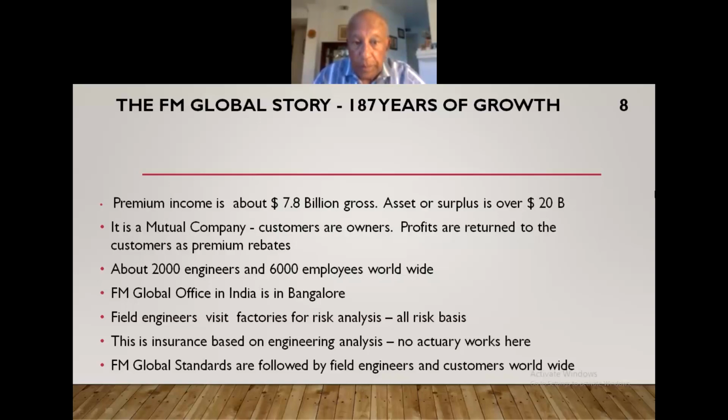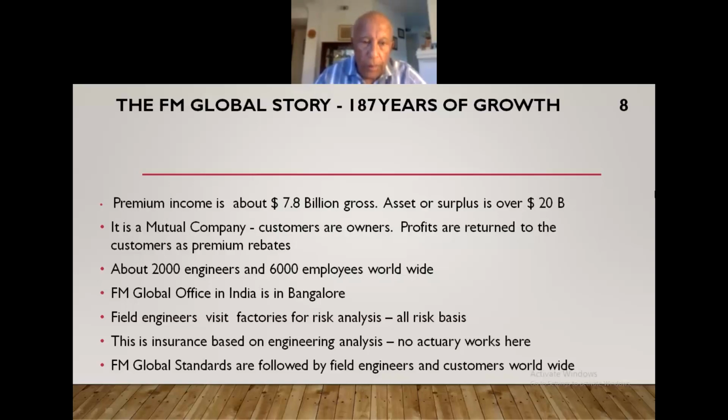This is insurance based on engineering analysis. We do not have any actuary working there. In other words, nobody is calculating the probability of a loss and basing the insurance premium on that. We base our insurance product on this all risk basis.